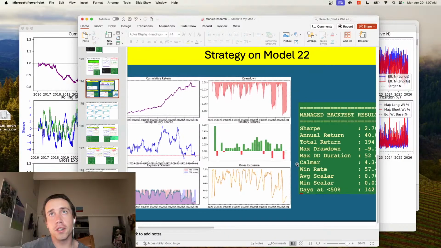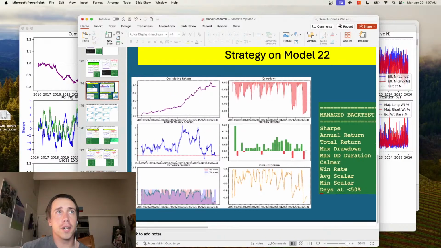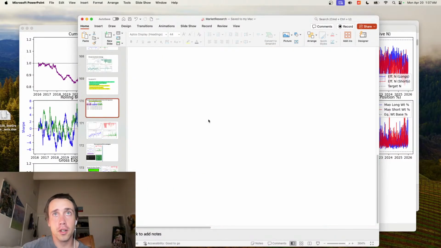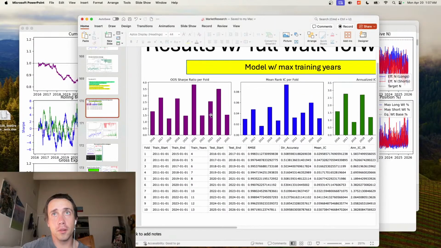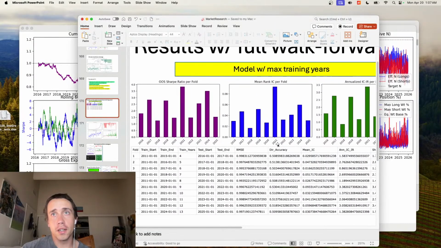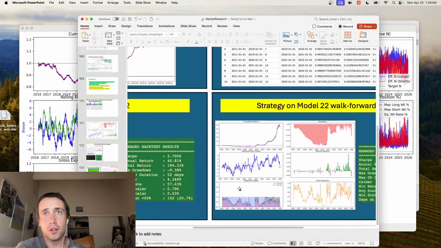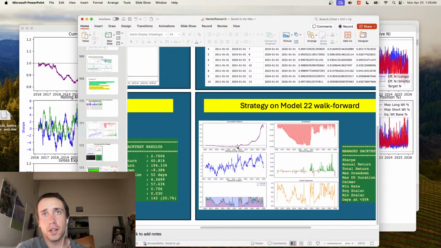But then when I extend this back, so I have the simple portfolio strategy, which is one model that I'm testing here. And then when I do the walk forward, I get different models for each year. And so when I try the same strategy using those walk forward results, you see it basically goes negative until 2022.